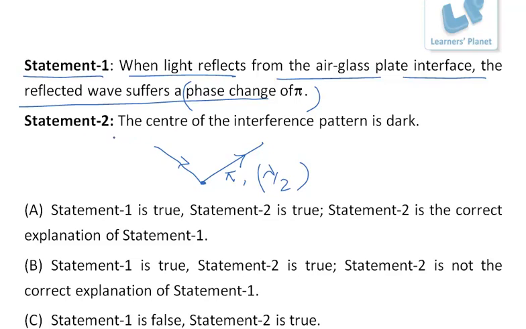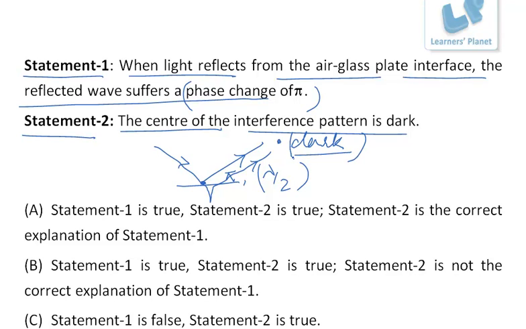Now the second statement is: the center of the interference pattern is dark. So the ray immediately after the reflection, that is immediate reflection on the surface, and one which gets reflected and then gets refracted, when they meet at the center, they form a dark fringe. This is also correct because this ray and this ray will have a phase difference of pi. That means both the waves are out of phase to each other.